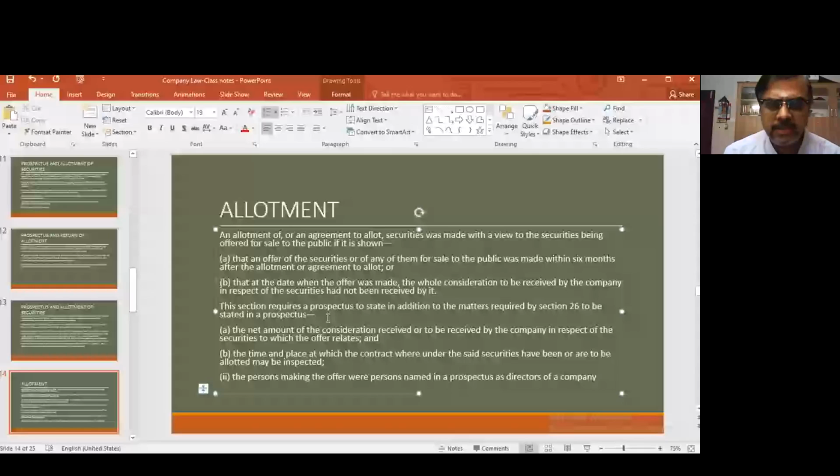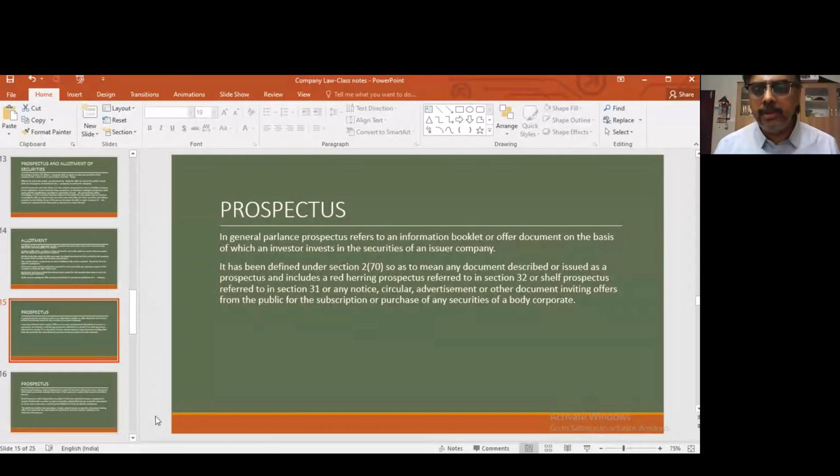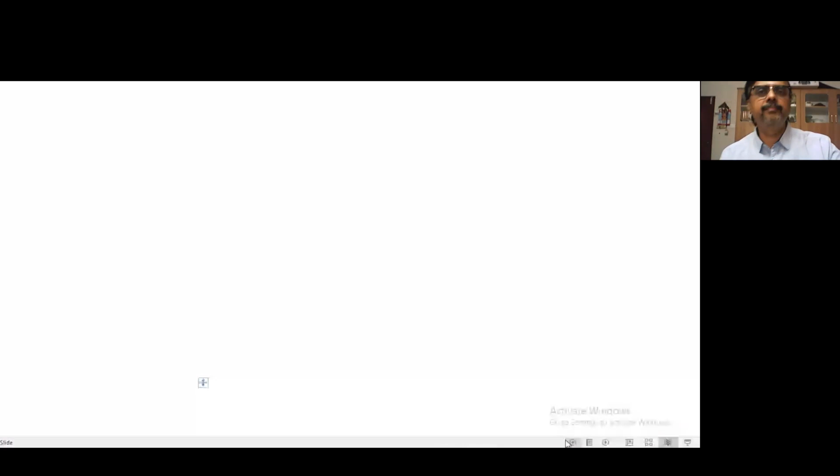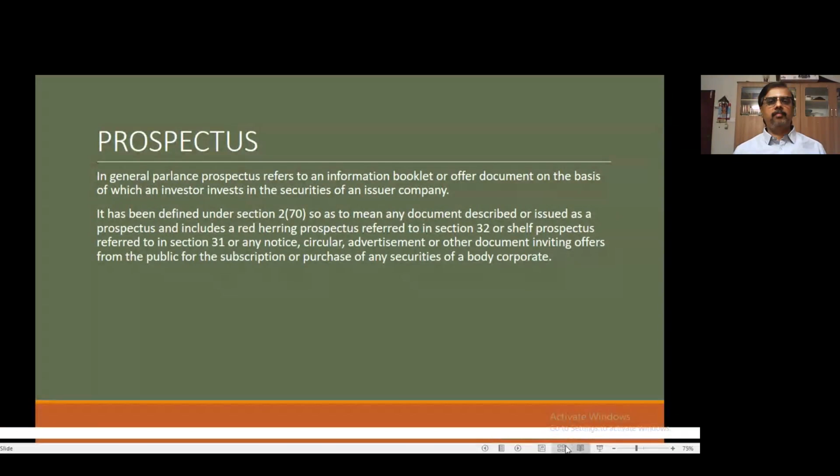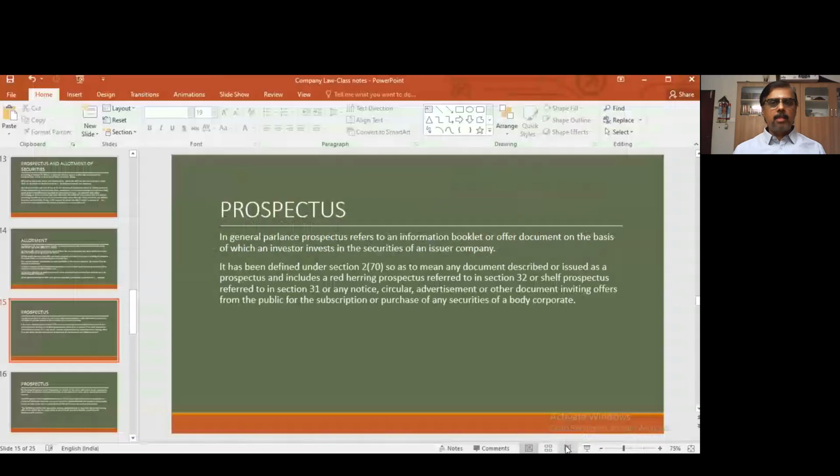The next slide is about section 26, prospectus. So let's go to prospectus. What is prospectus? So in general parlance, what is a prospectus? Now, how many of you are thorough with the definition of prospectus? Section 2, subsection 70 of the Companies Act provides the definition of a prospectus. So has anyone of you gone through that? Look at the definition here.